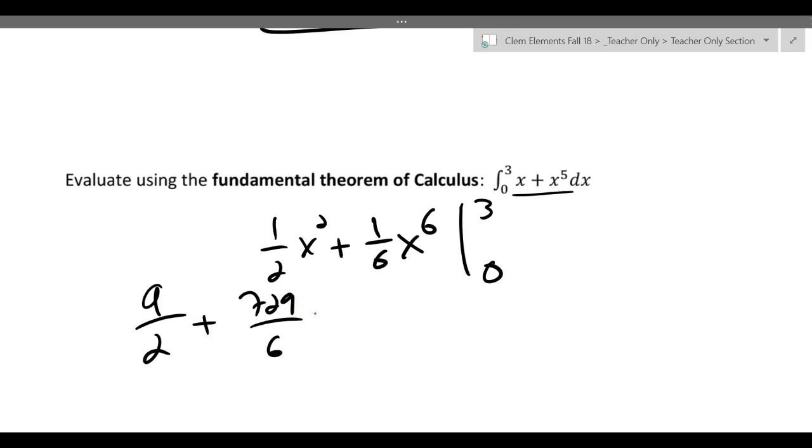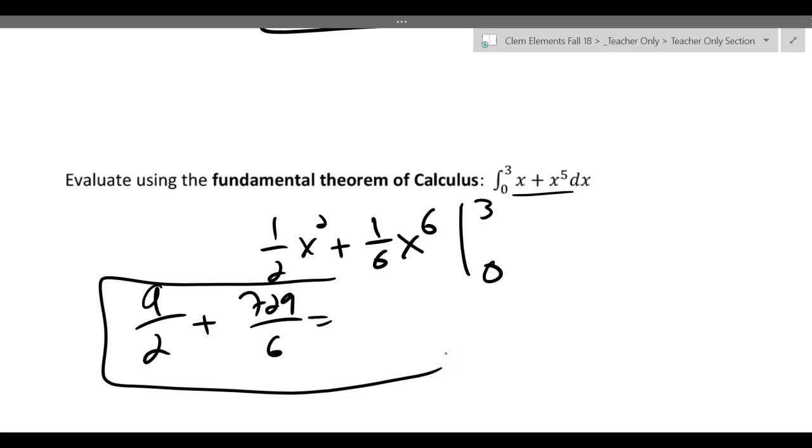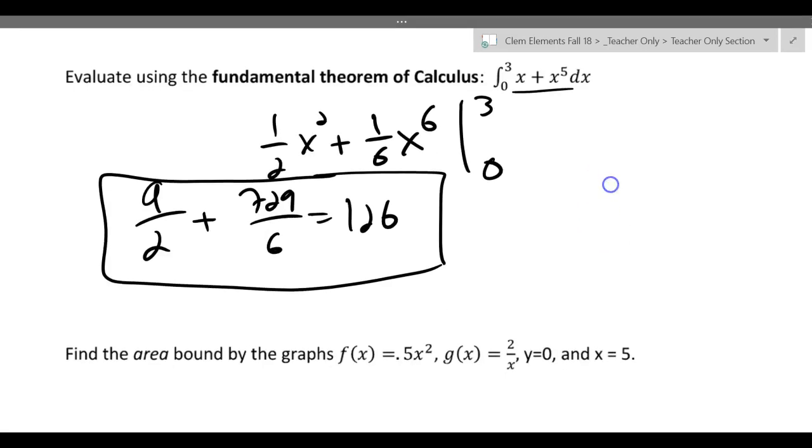I'm just going to go ahead and see what that would be though. So let's see. 9 divided by 2 plus 729 divided by 6. It's 126. Okay. Done that well. Nicely. Oh, and we can just check this whole problem in the calculator too, since it is a definite integral. So 0 to 3 of x plus x to the 5th dx, 126. Yep. Let me check that.